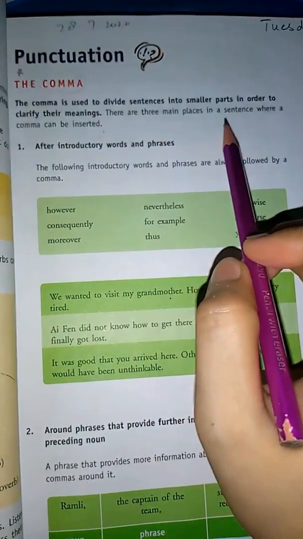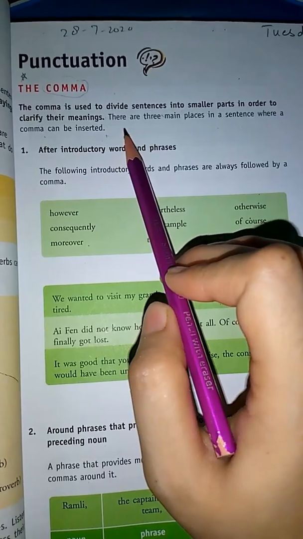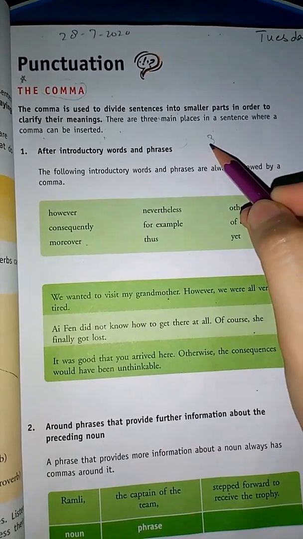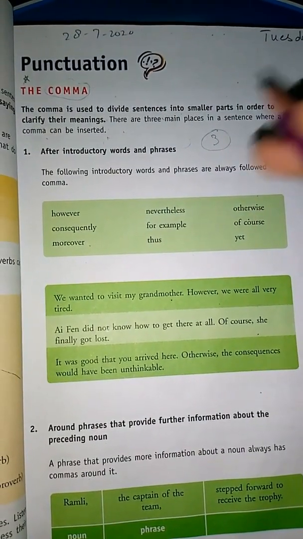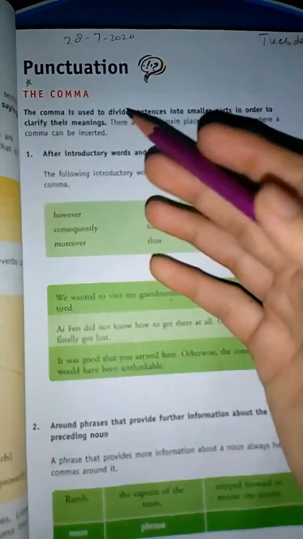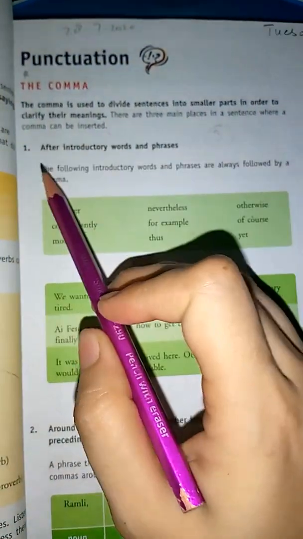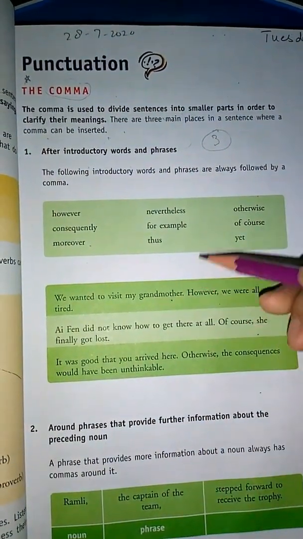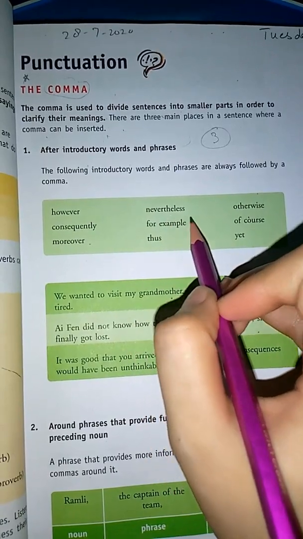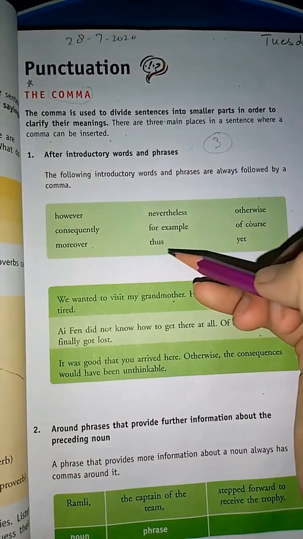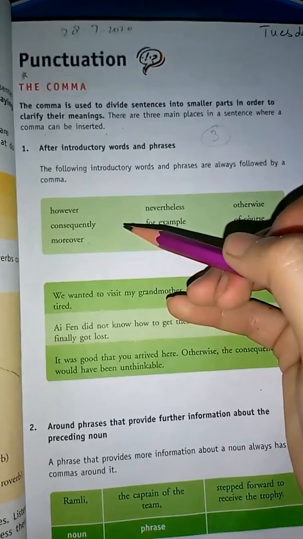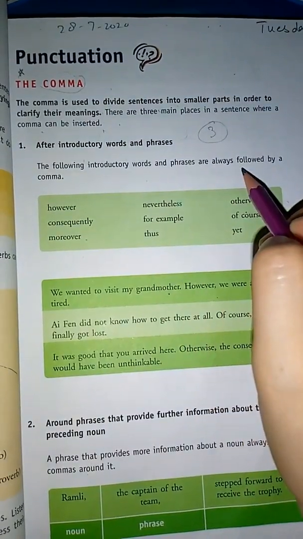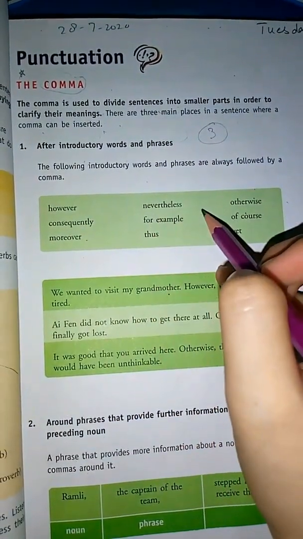There are three main places in a sentence where a comma can be inserted. In this lesson we are going to read about the three main uses of the comma in a sentence. Number 1, after introductory words and phrases. For example, however, nevertheless, otherwise, of course, yet, thus, for example, moreover, consequently. All these are introductory words and phrases, and they are always followed by a comma.